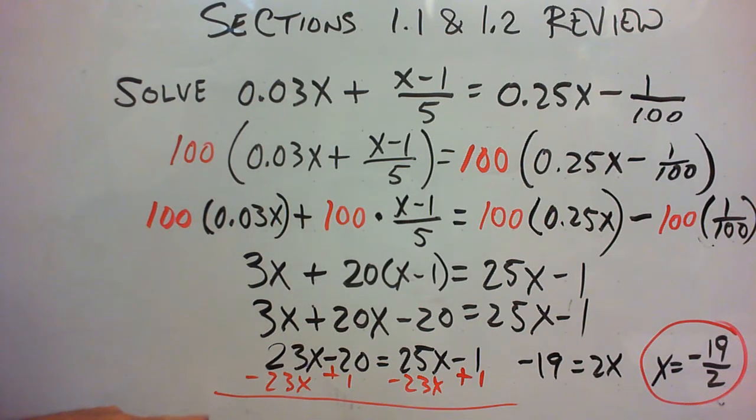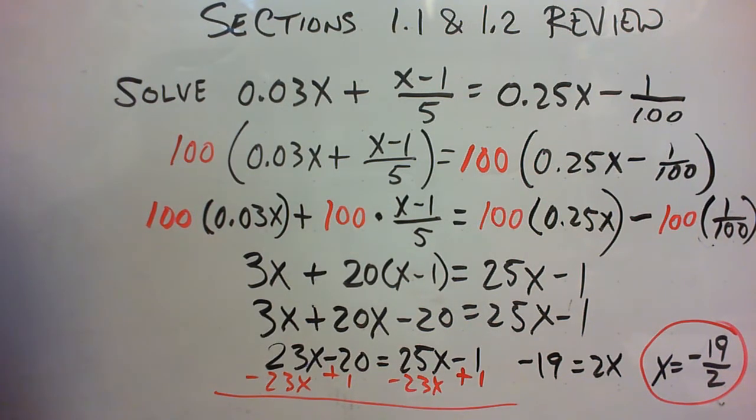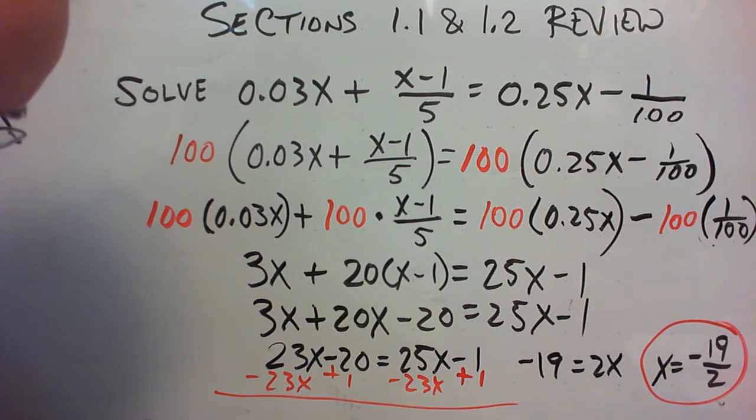So when we get all our x's on one side and all our numbers on the other side, by adding and subtracting to both sides, we get negative 19 equals 2x. So x equals negative 19/2.